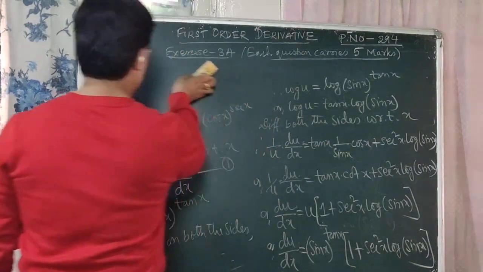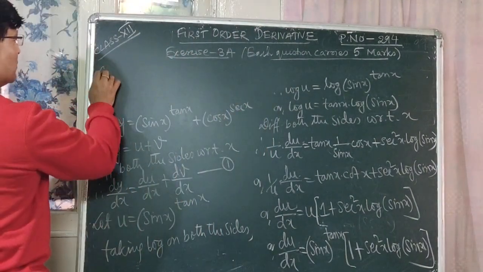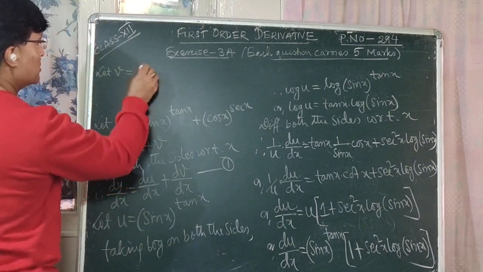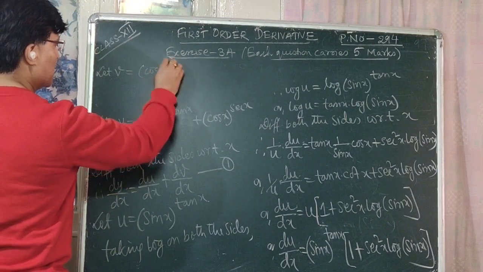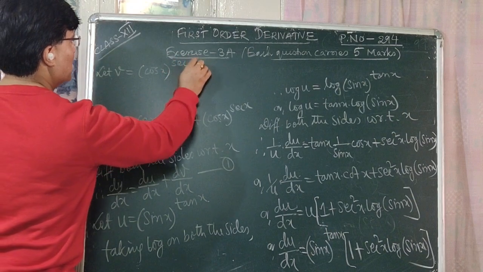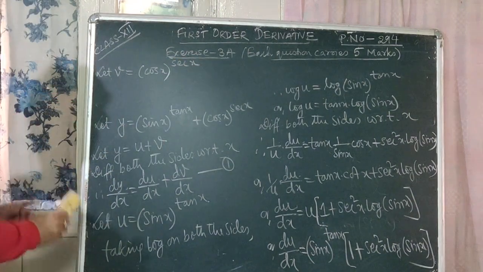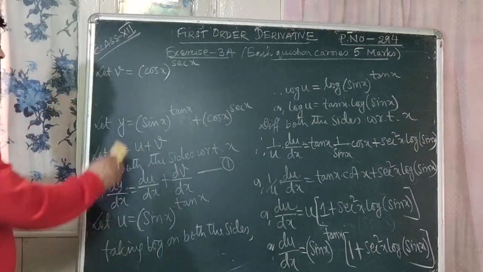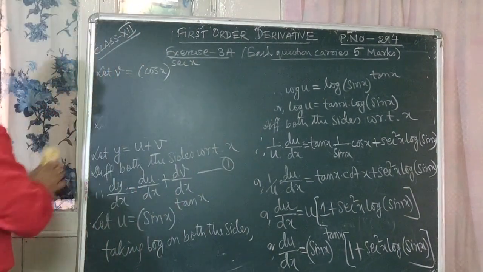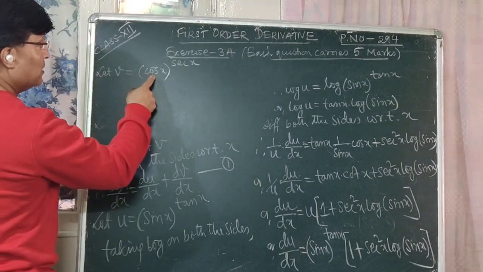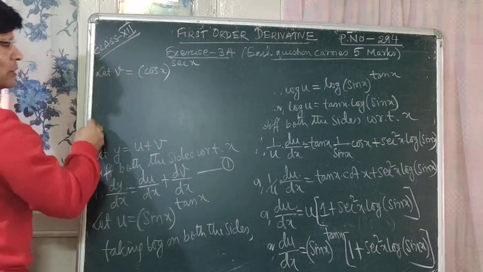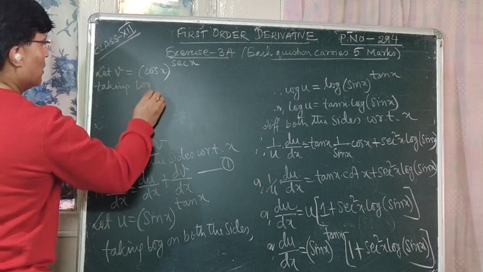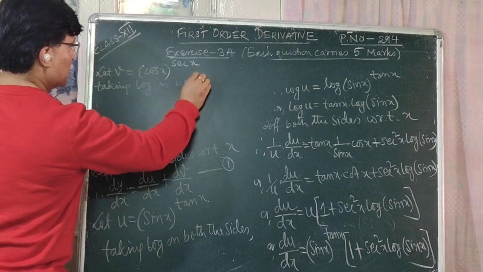So now write down, let v is equal to (cos x) whole to the power sec x. So in this case also you have to find out dv by dx, but directly you cannot find out the value for dv by dx. You have to take log on both the sides, because in this case base and the powers both are the variables. So taking log on both the sides.